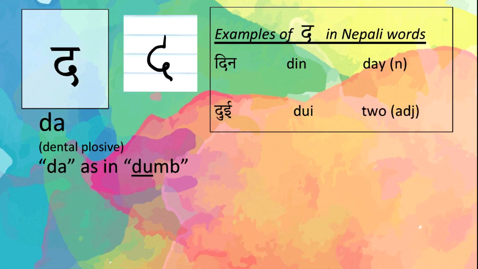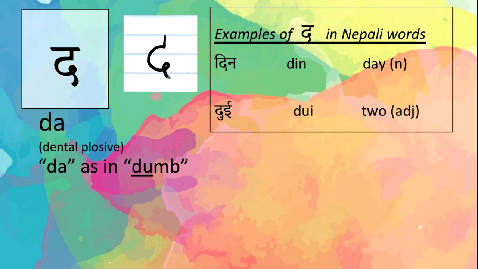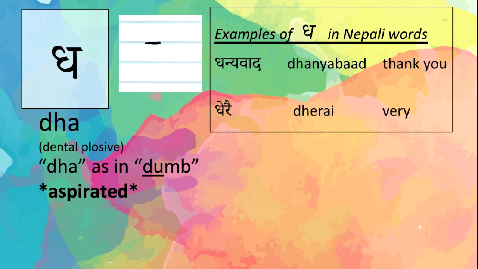After tha comes da, da as in dumb. This is pretty much the same sound as our letter D, but it's not aspirated. Examples of da are din, which means day, and dui, which means the number 2. The next letter is dha. Da as in dumb again, basically the same as the previous letter, but aspirated. Examples of dha are dhanyabad, which means thank you, and dherai, which means very.